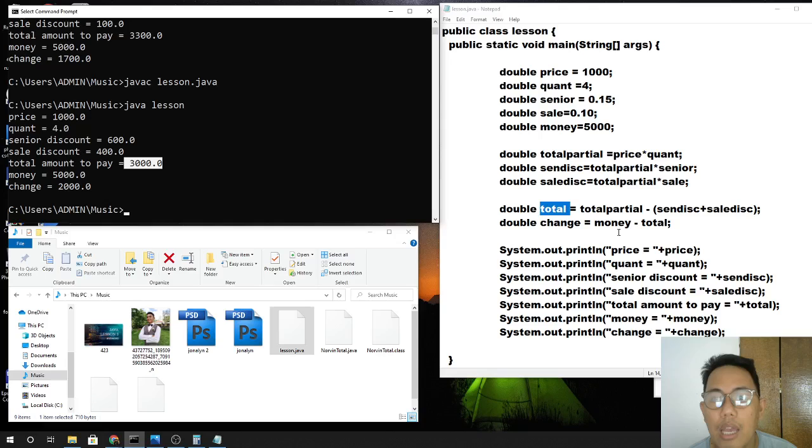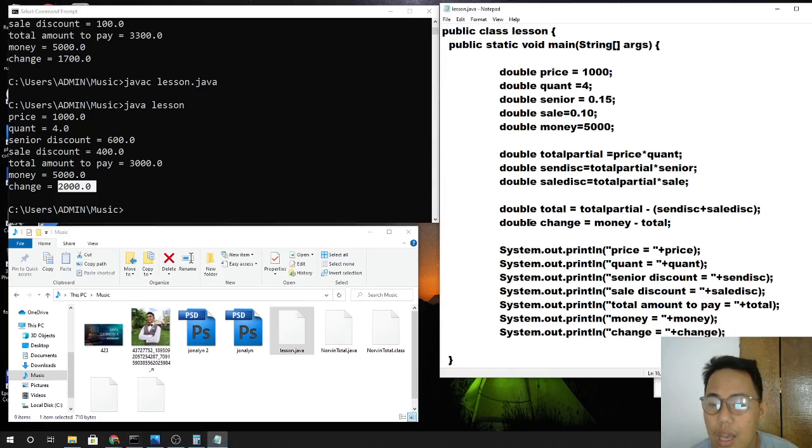All right, but then again, our program did not stop in there. The customer is having 5,000 money, so we need to get the change. So how are we going to get the change? That's very easy. We have to minus the total amount from the money of the customer. So 5,000, which is the money, minus the total amount to pay. So it should show the change.